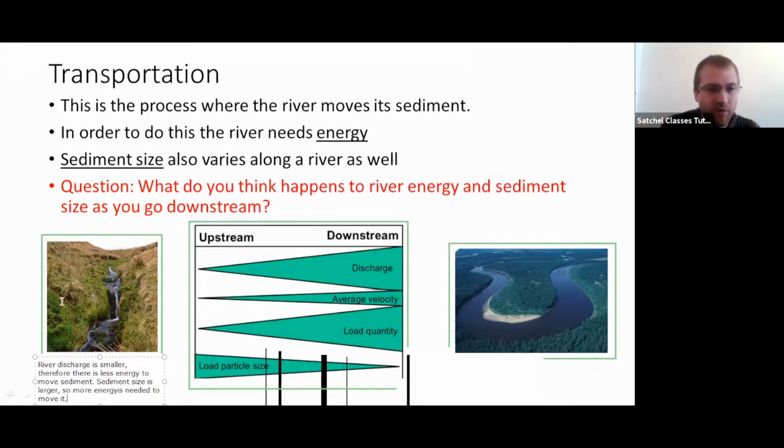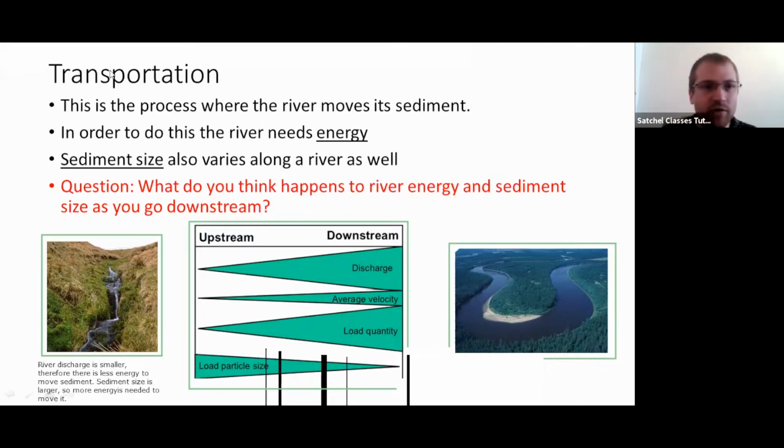So that's another point about transportation, quite an important point there. In terms of load particle size being larger, there's less sediment that can fit in the river, so load quantity is going to be smaller. In terms of it being much larger, the river doesn't have the energy to break it down yet. So that sediment isn't going to be eroded down and made smaller. It's still going to remain really big.